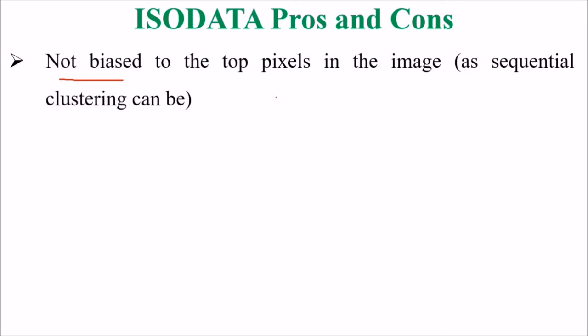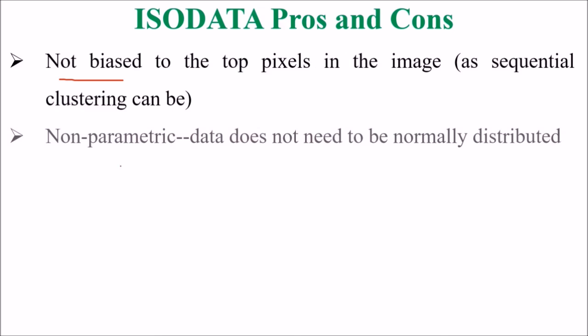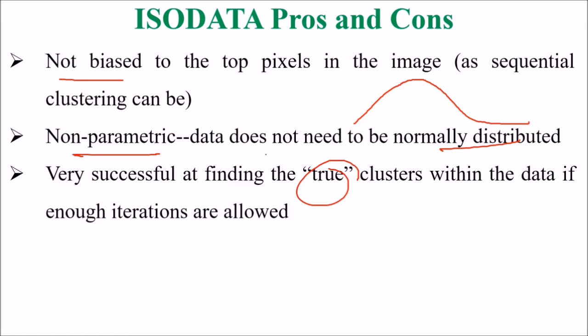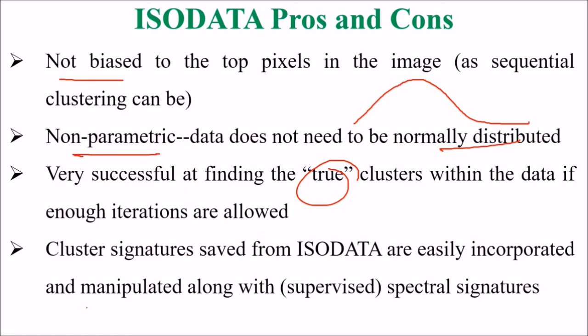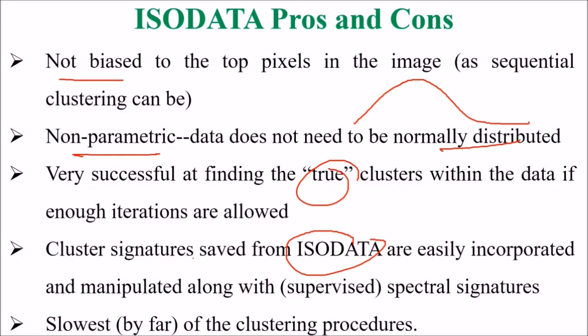So the pros and cons of ISODATA. It is not biased to the top pixels in the image as sequential clustering can be. It is non-parametric. That is, data does not need to be normally distributed. It is very successful at finding the true clusters within the data if enough iterations are allowed. And cluster signatures saved from ISODATA are easily incorporated and manipulated along with the supervised spectral signatures. And this is the slowest of the clustering procedures.